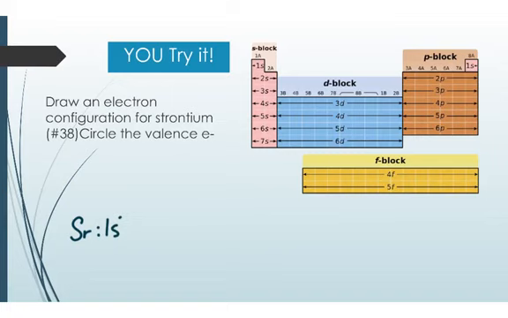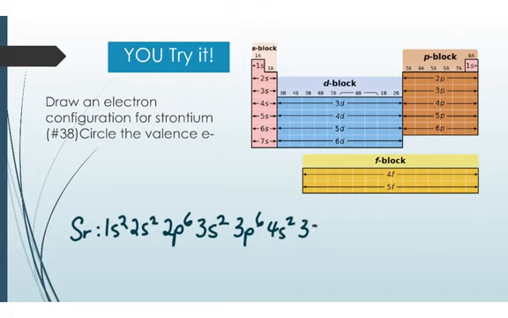So we've got 1s2, 2s2, 2p6, 3s2, 3p6, 4s2, 3d10, 4p6, 5s2, 4d10. How far do we have to go here? Oh, I went too far. Hold the phone. Back that up. Fix that. All right. So, yep, we're going to end with our 5s2 here.